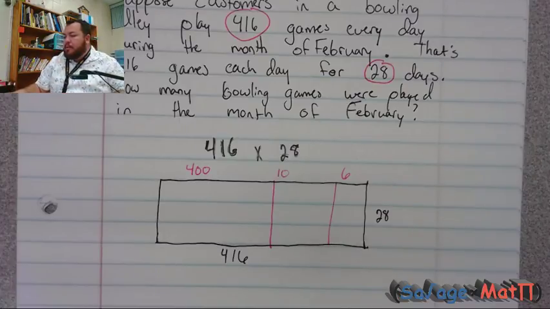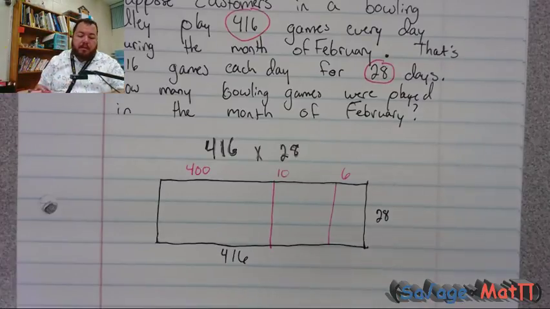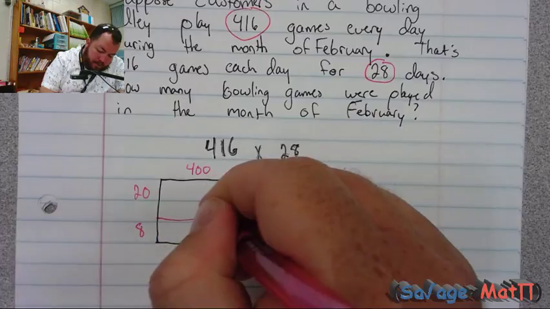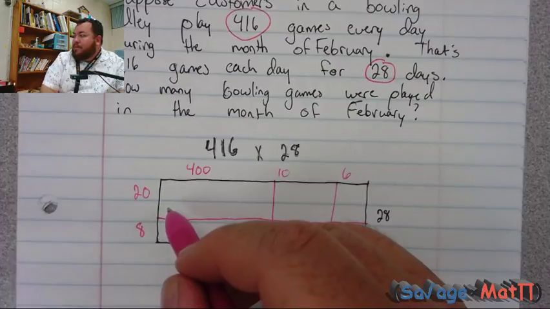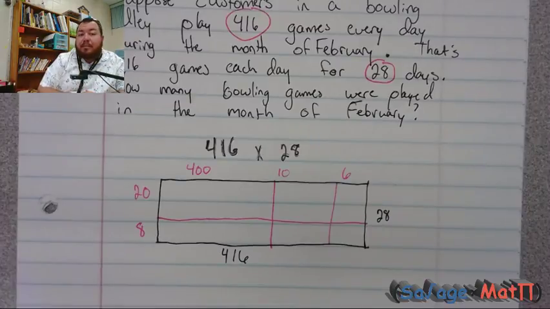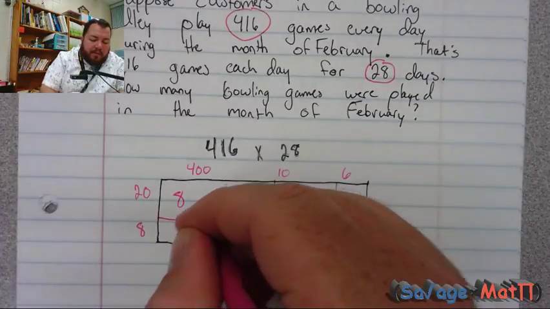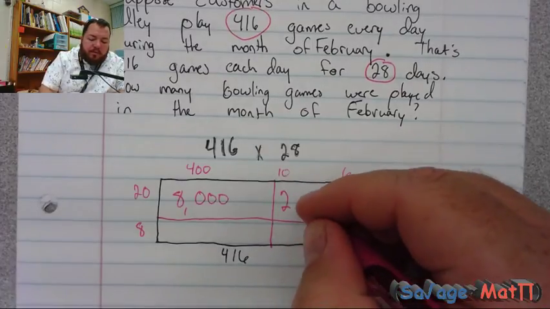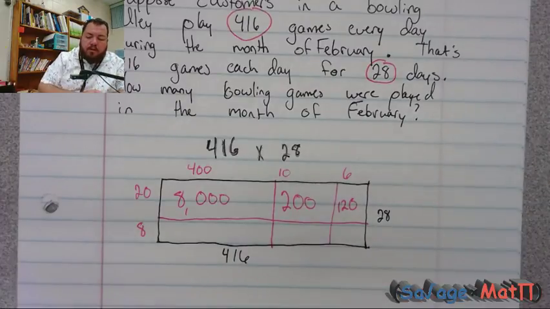So the other thing I'm going to do is break it up a different way too, because I want this to be a little bit easier to solve. So I'm going to break this into 20, and I'm going to break this into 8, and I'm going to cross it just like this. So I'm going to have 20 times 400, and that's going to give me my partial products that I add together for the total. So 2 times 4 is 8, and then 3 zeros: 8,000. 2 times 10 is 2, 2 zeros: 200. 2 times 6 is 12, plus a 0, 120.